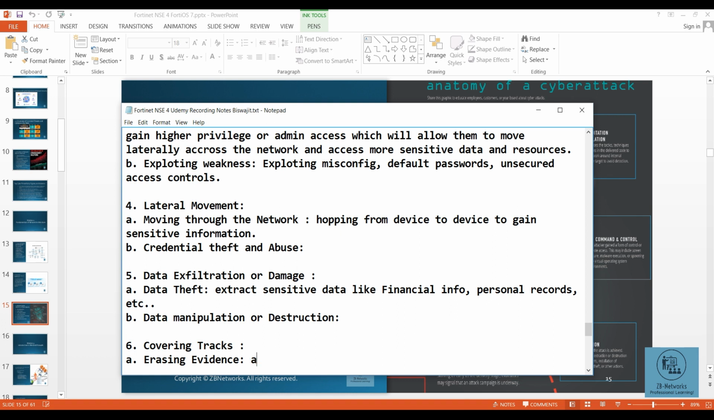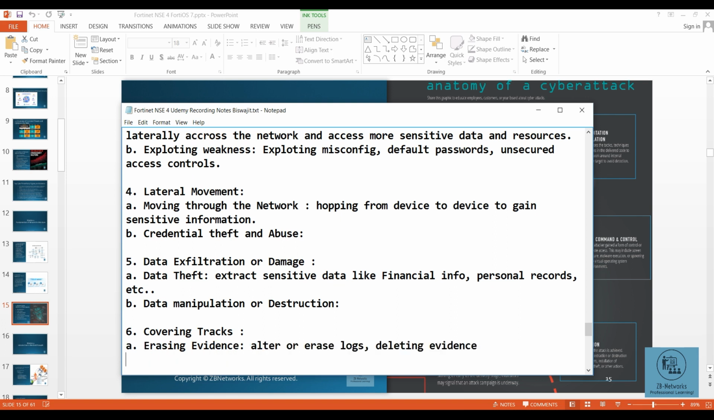Deleting, altering, or erasing logs, deleting any sort of evidence that is left out. They will try to cover their tracks to evade any sort of detection, and they would hinder the forensic investigation team as well. Step number B is called maintaining access.